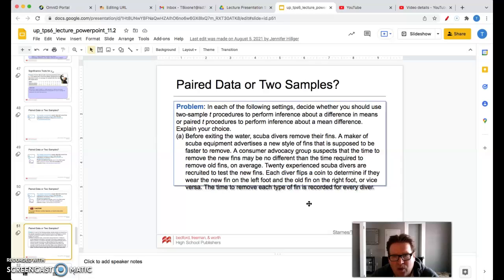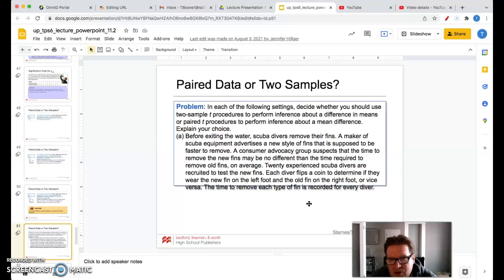Which one would it be? Would it be the paired data or would it be a two-sample t procedure? What would we use here? So let's look at A. Before exiting the water, scuba divers remove their fins. A maker of scuba equipment advertises a new style of fin that's supposed to be faster to remove. Now, a consumer advocacy group suspects that the time to remove the new fins may be no different than the time required to remove the old fins on average.